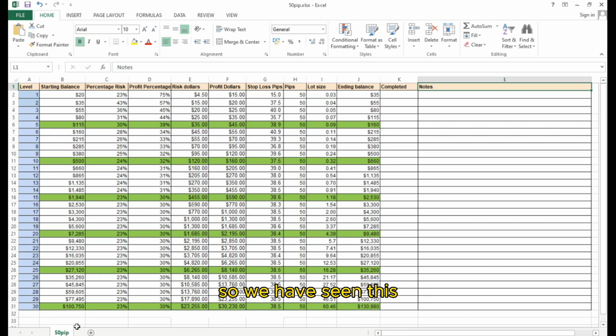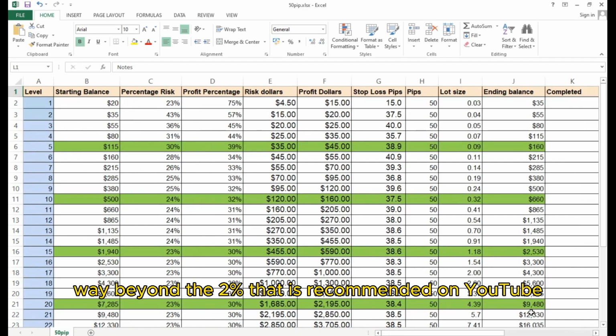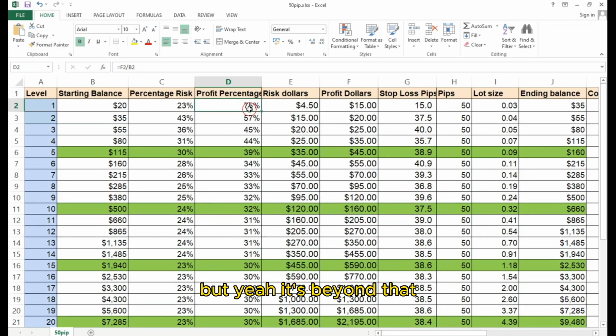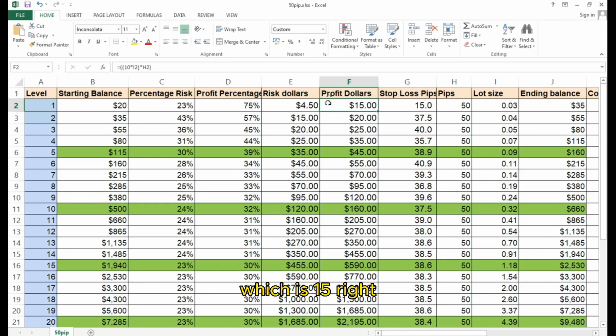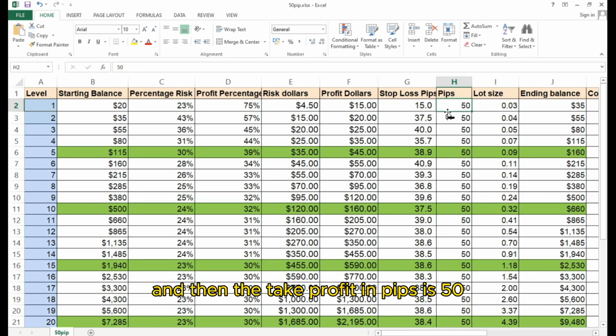So we have seen this. You start with $20. Your risk percentage is 23%, way beyond the 2% that is recommended on YouTube. Just kidding, guys. I'm very sorry if it was a bad joke, but yeah, it's beyond that. The profit percentage is 75%, which is lucrative, attractive. The 23% risk equates to $4.50 for the stop loss of 15 pips. And then the profit in dollars is going to be $15, and the take profit is 50 pips. It's always fixed at 50. And then the lot size is 0.03.